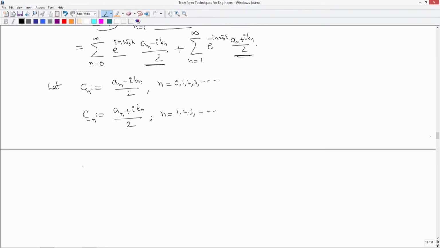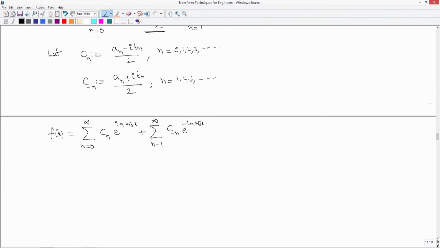So, if you define it like this, then what happens to your f of x? f of x will be the summation n from 0 to infinity Cn e to the power i n omega naught x, plus another sigma n from 1 to infinity C minus n e to the power minus i n omega naught x. Okay. So, if you combine these together, you can rewrite this.